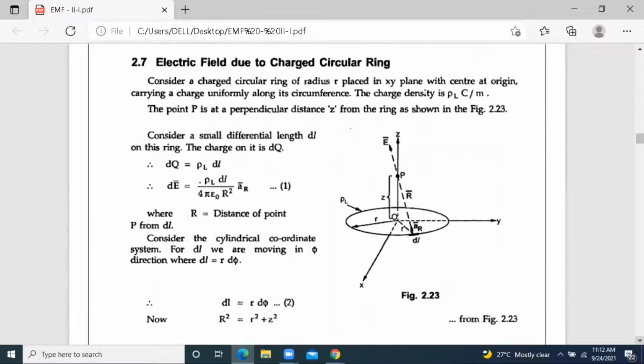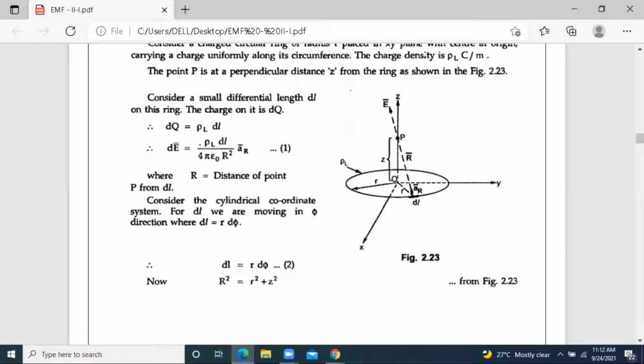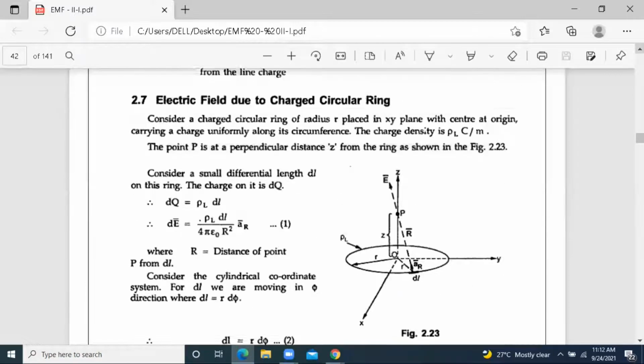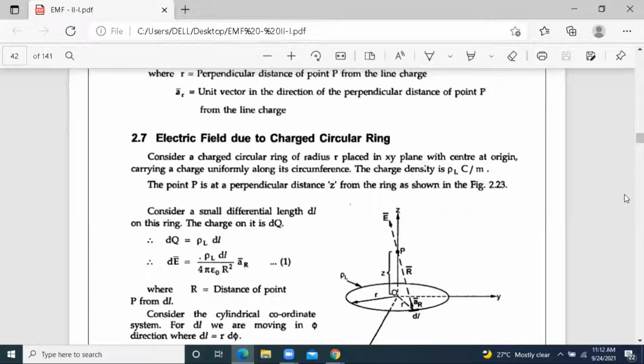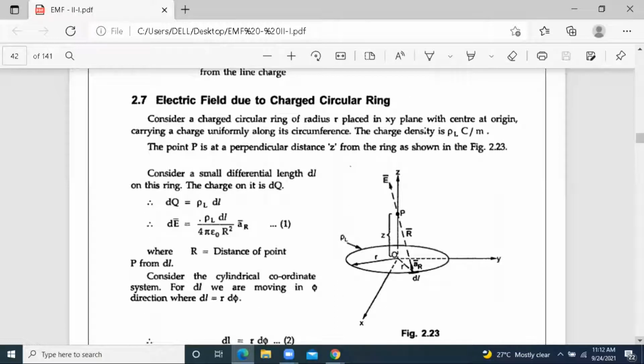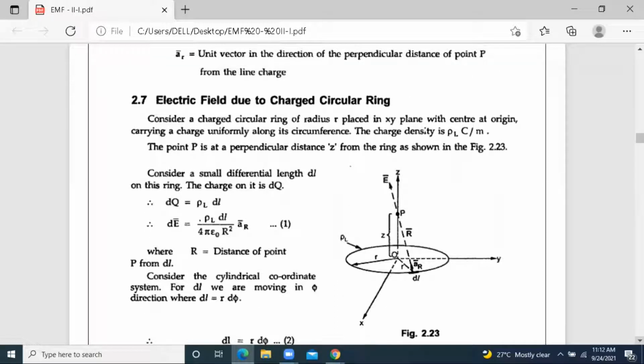I think this was where we stopped. Okay. Yes, sir. So here now, we have a circular ring. Like a hula hoop. All right. So we want to find the electric field intensity at some point here.